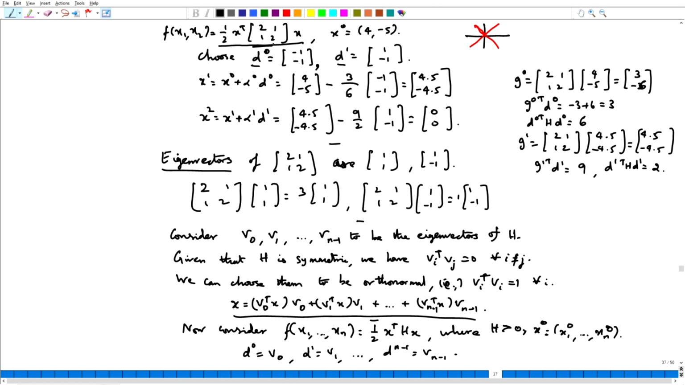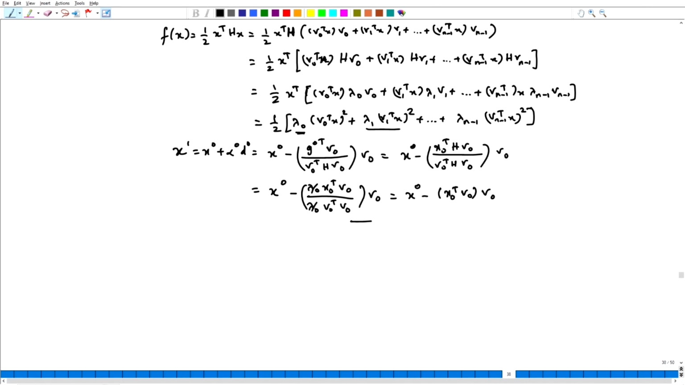So, let us take H equal to 2 1 1 2 itself, and suppose I take some other d 0 and some other d 1. Can I still attain the minimum in 2 steps? Let us first ask that question. I am going to make an attempt at this point.